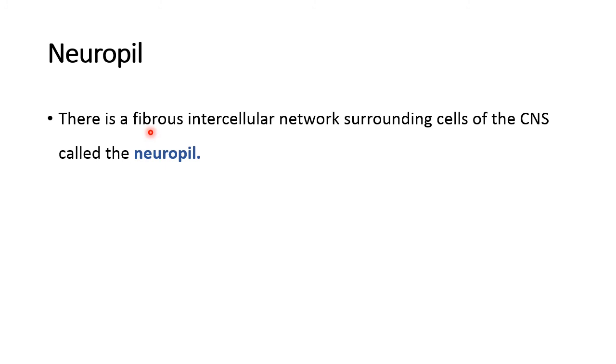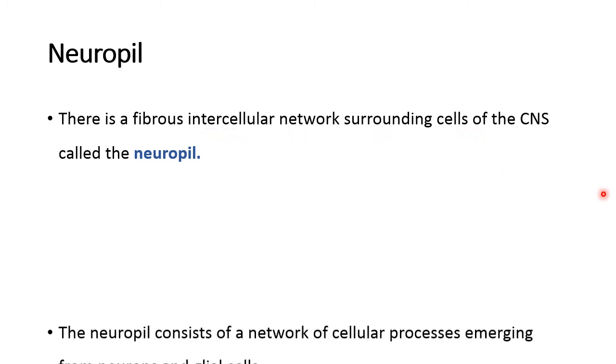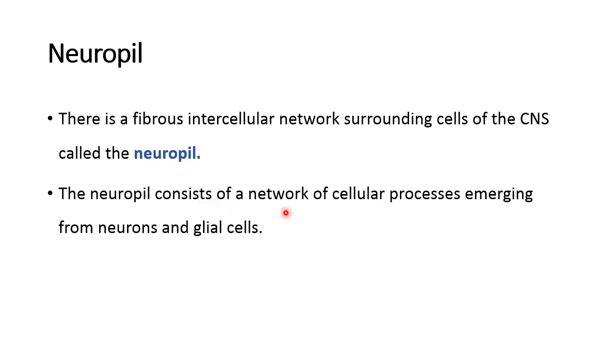The last topic in this lecture is the neuropil, and this is a fibrous intercellular network surrounding the cells of the central nervous system called the neuropil. The neuropil consists of a network of cellular processes emerging from the neurons and the glial cells.